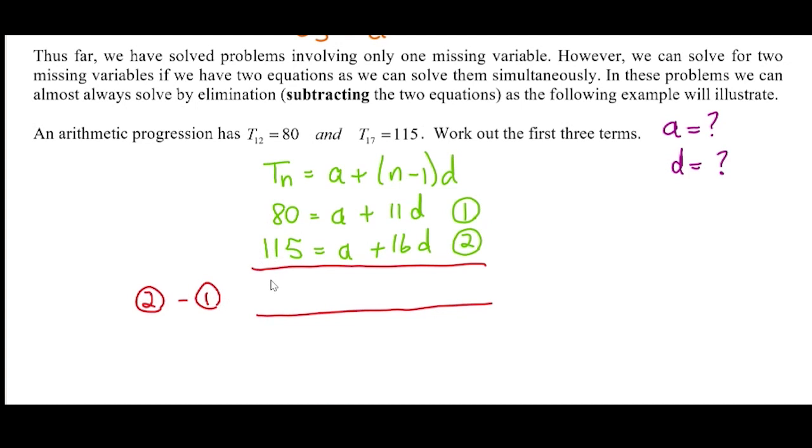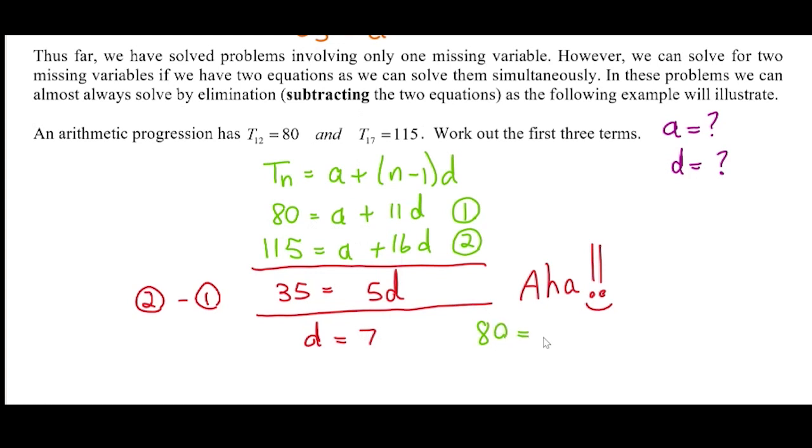When I do that, I get 35 over here, and A minus A, no A's, 16D minus 11D, 5D. Lo and behold, I only have one variable left. Now I can divide both sides by 5, and I get that D equals 7. Now what I do is I take this value of 7 and I substitute it into one of these equations. I'm going to put it into equation number 1.